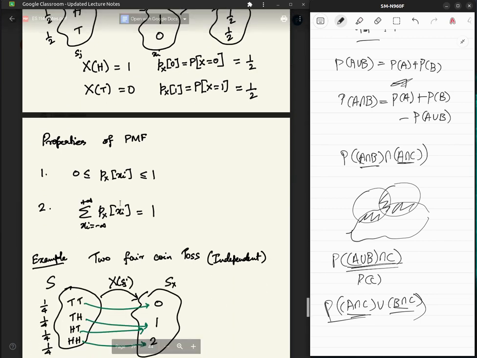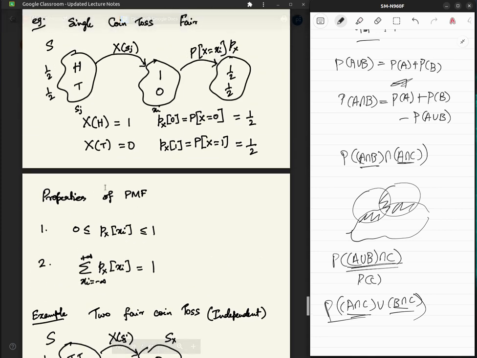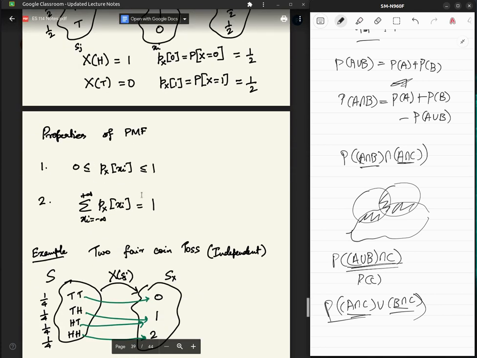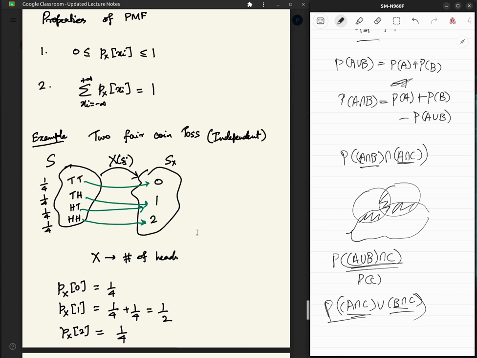Okay, properties of PMF. Okay, I mean, yeah, in the end it's just the probability. So this says this is going to happen. This is the probability of the probability mass function, right? Yeah. Two fair coin tosses, independent.